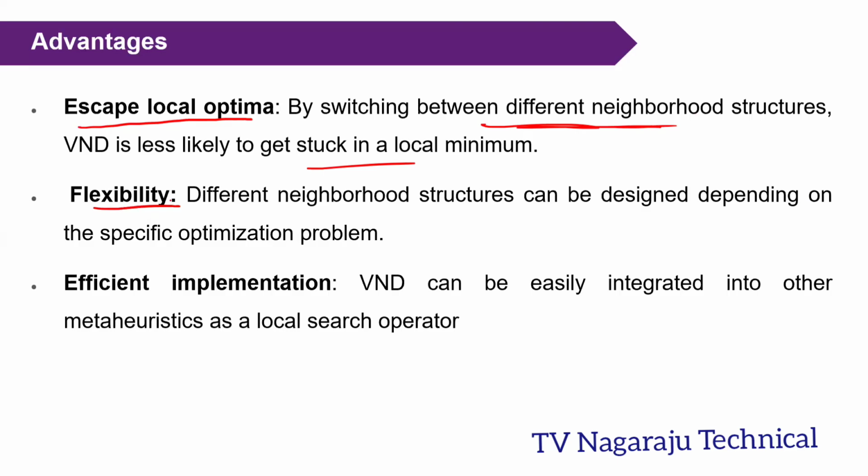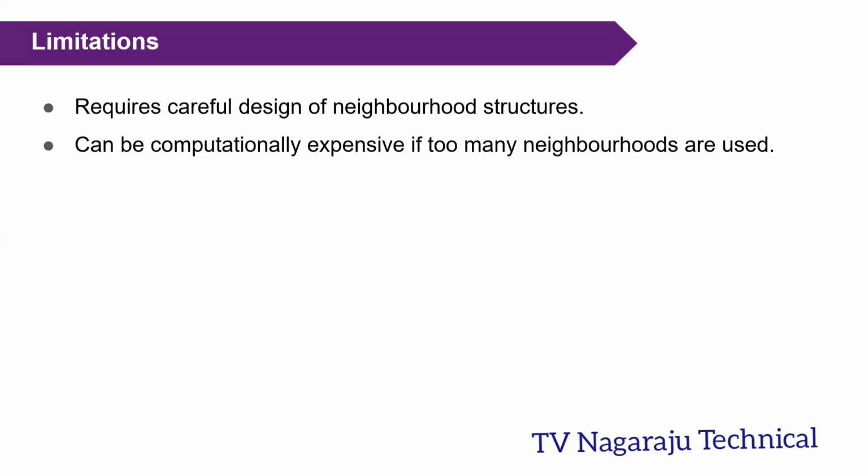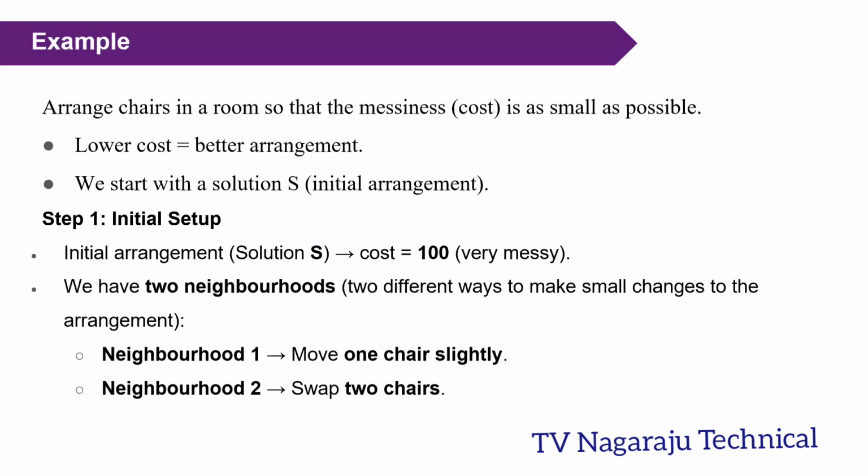Flexibility. We can move to different neighborhoods depending upon the optimization problem. And efficient implementation means here you are using a local search algorithm. We are efficiently moving. Now, what are the limitations? The multiple neighborhoods need to be designed carefully. If all the neighborhoods are used, too many computations need to be performed.